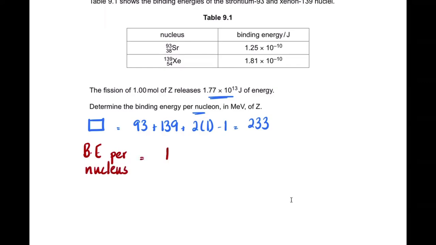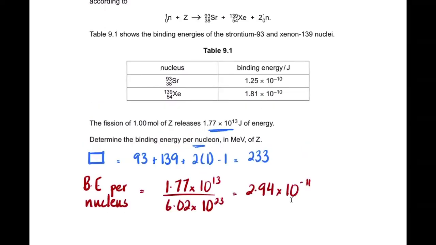So 1.77 into 10 to the 13 is for 1 mole. 1 mole contains 6.02 into 10 to the 23. So first I figured this out. So 1.77 into 10 to the 13 over 6.02 into 10 to the 23 is just 2.94 into 10 to the negative 11. Now for the actual binding energy calculations.